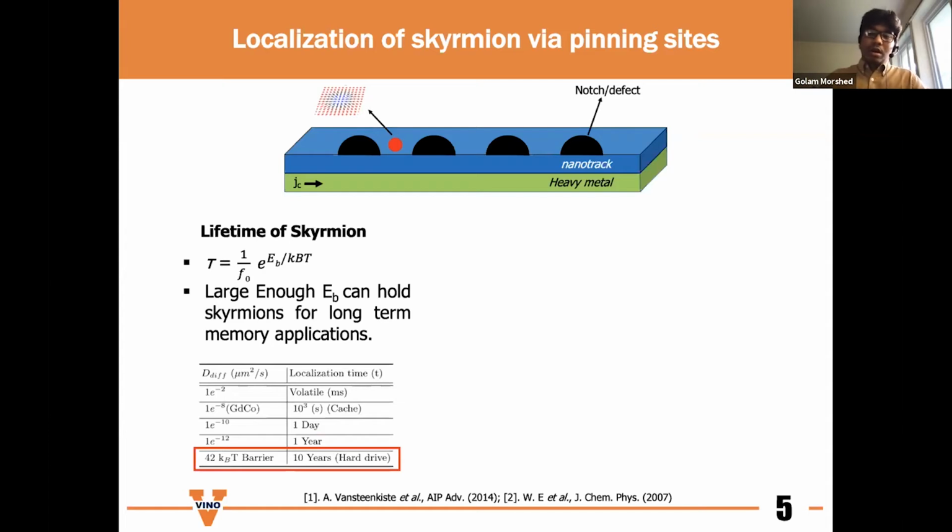So we show that this notch or defect can give a long enough lifetime to hold the skyrmion locally for a particular application. The lifetime of the skyrmion can be calculated through this Arrhenius-like equation, and we can see that, energy barrier by energy barrier, we can tune the lifetime of the skyrmions. For long-term memory application, around a 40 kT energy barrier is needed. It gives close to 10 years of lifetime.